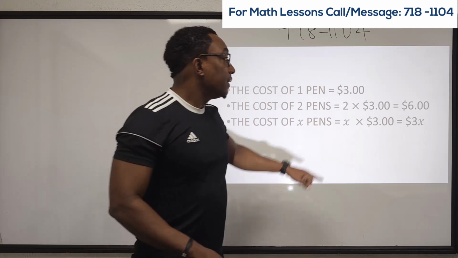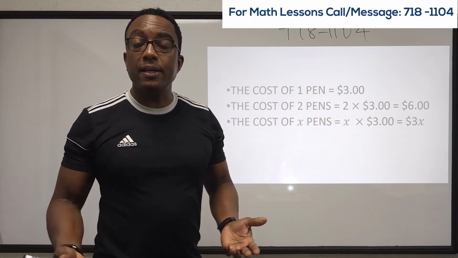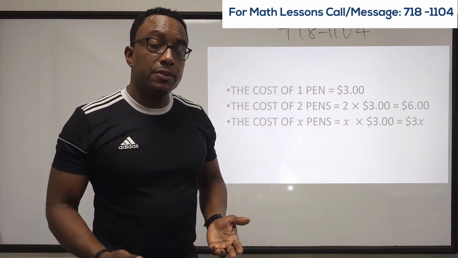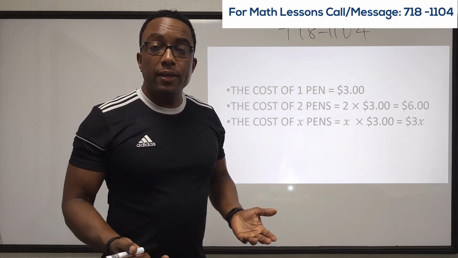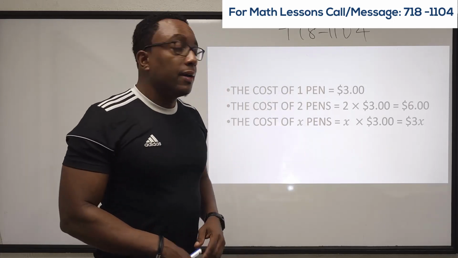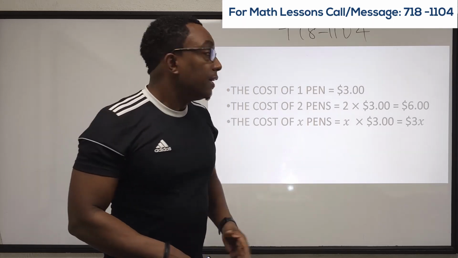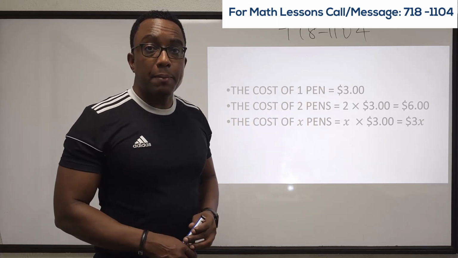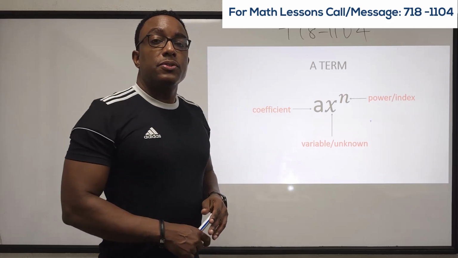Keeping in mind that X will represent any number of pens. So if you want to replace X with 5 pens, it's going to be 5 by $3, which is $15. If you want to replace X with 20 pens, it's going to be 20 by $3, which is $60. So X, which is our letter of the alphabet, which is our symbol, hence the introduction of algebra, can represent any number of pens in this simple example.